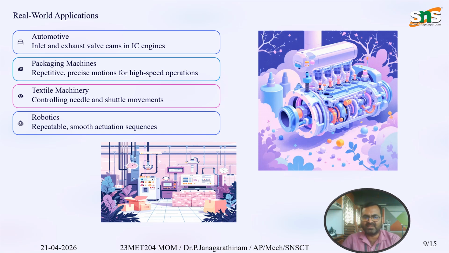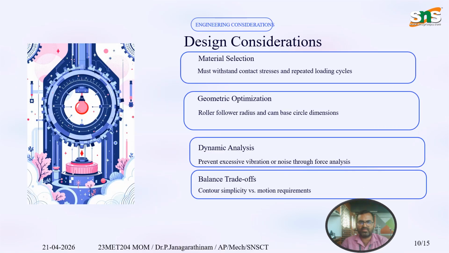The real-world applications of special contours are in automotive, like inlet and exhaust valve cams in IC engines; packaging machines, for repetitive precision motions at high speed; textile machinery, for controlling needle and subtle movements, where we also use some fluid power components to control valving and component movements; and robotics, for repeatable and smooth actuation sequences that reduce human labor. These are the real-world applications of these profiles.